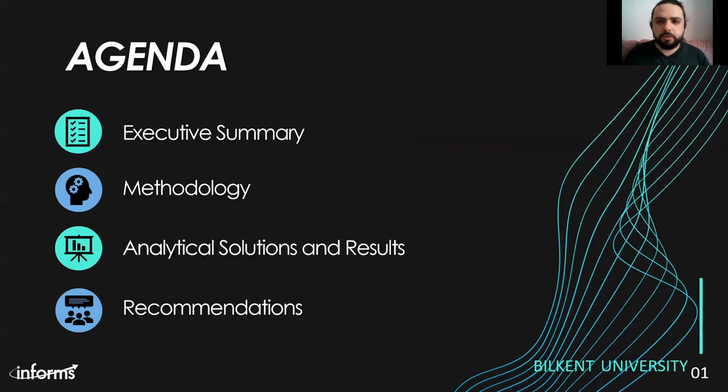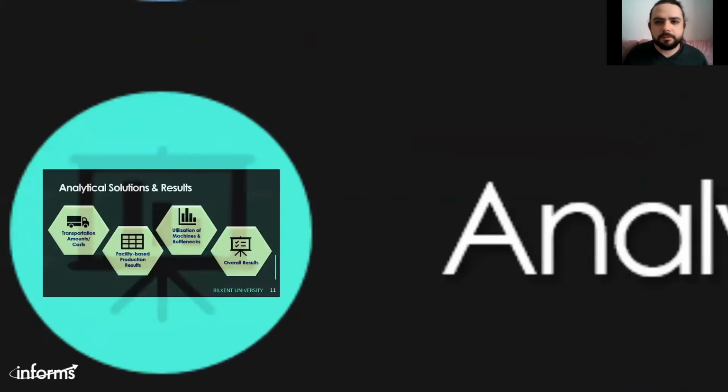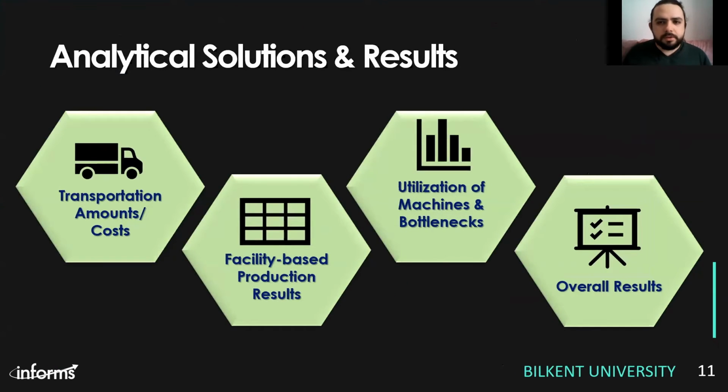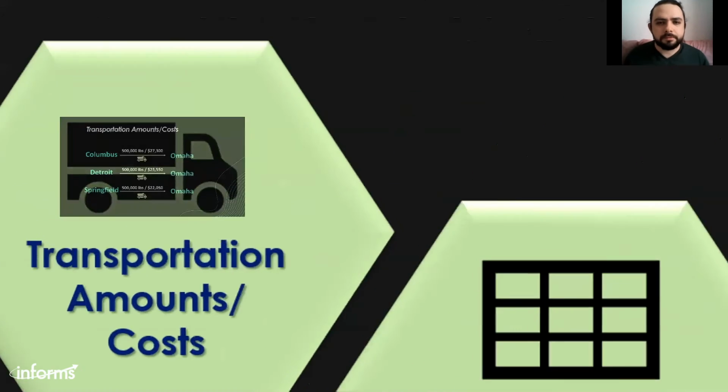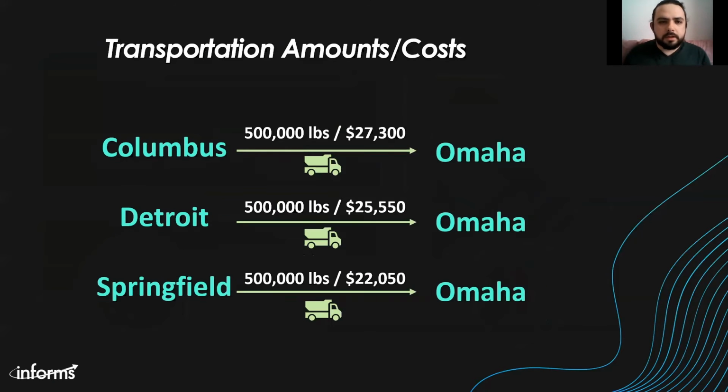Now we are moving to our analytical solutions and results. After all these stages, our main results are listed here. Some of them come from our optimization models, and some of them come from our simulation models. These are the transfer amounts and cost of transportation that come from our first stage optimization model. As you can see, all the transferred amounts are towards the Oman. These results inspired us to come up with our first recommendation that will be explained later, that has to do with the reallocation of trucks.